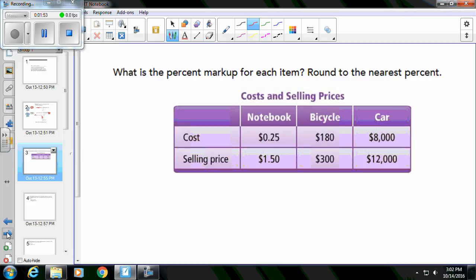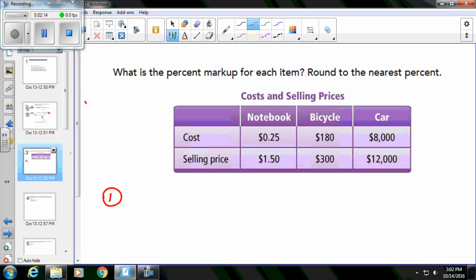So let's look at some examples. What is the percent markup for each item? Round to the nearest percent. The first thing we have to do, and we've got to write these steps, and you have a touch more room off to the side. So I'm going to write them, and then I'm going to erase them. Actually, I'll write them down here for you guys.